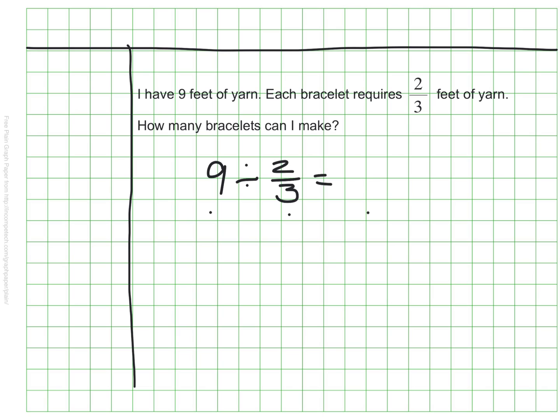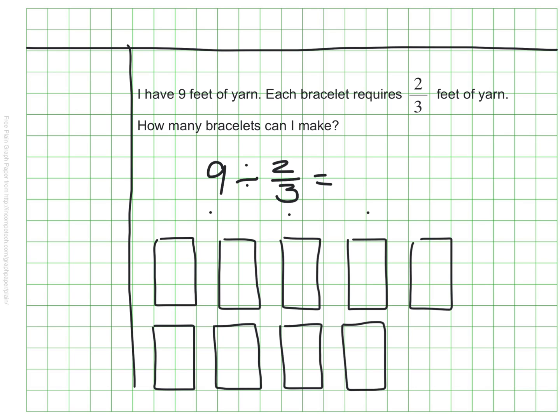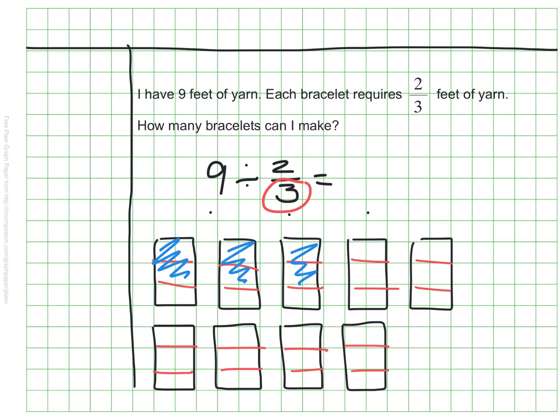Let me draw this out. I have my 9 wholes representing my 9 feet of yarn. I need to break this into thirds because I'm looking for groups of 2/3. So I'm going to start by just breaking this up into thirds. I'm looking for groups of 2/3, so I'm going to mark off 2/3 at a time and see how many groups of 2/3 there are in my 9 whole feet. Right? These first ones are pretty easy. I have 9 groups of 2/3 right away.